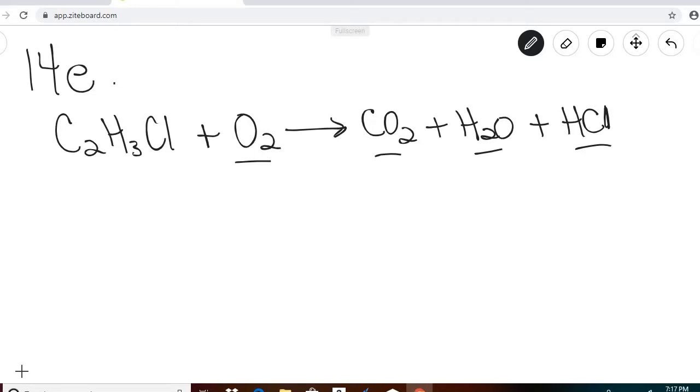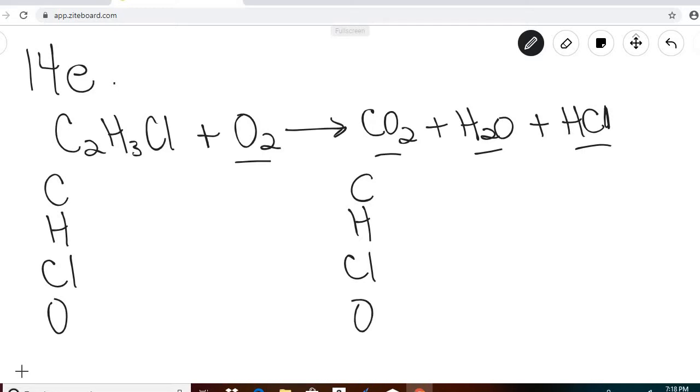Okay, so let's see what we have here. We have carbons, hydrogens, chlorine, and oxygen on each side. So we have 2 carbons here, we have only 1 here. We have 3 hydrogens, and we have 3 hydrogens. Chlorines, we have 1, and over here we have 1. And then oxygens, we have 2 here, and we have 2, 3 over there.